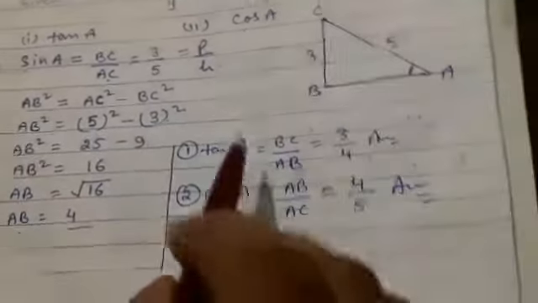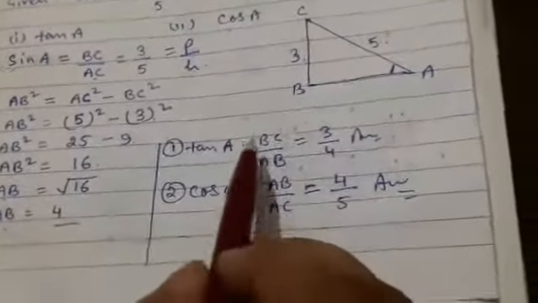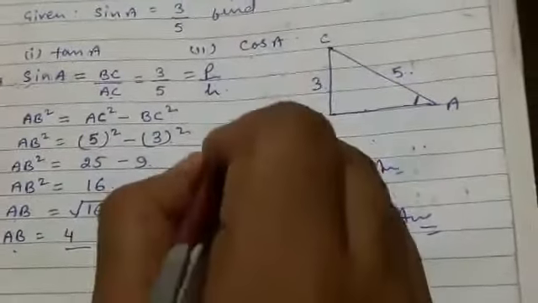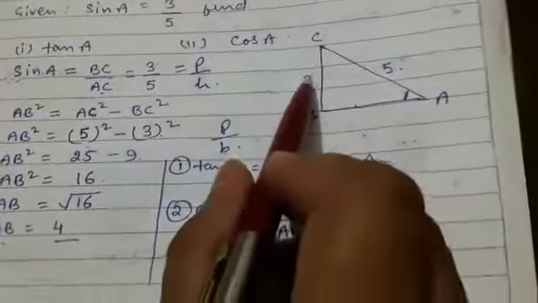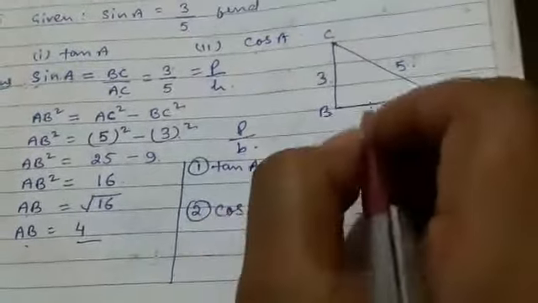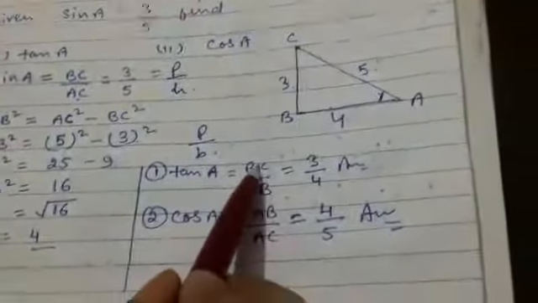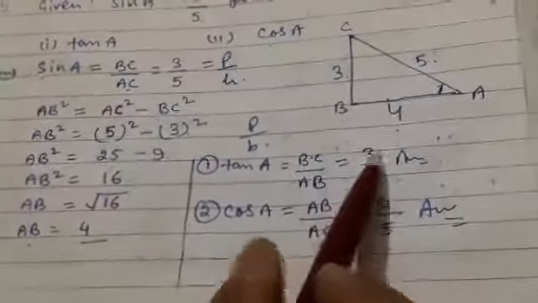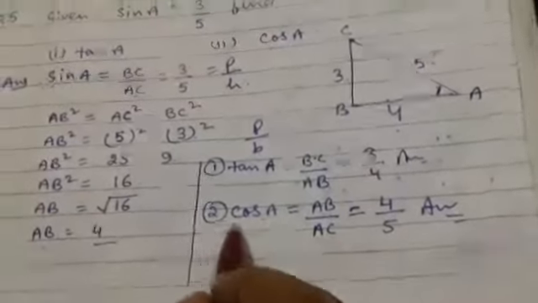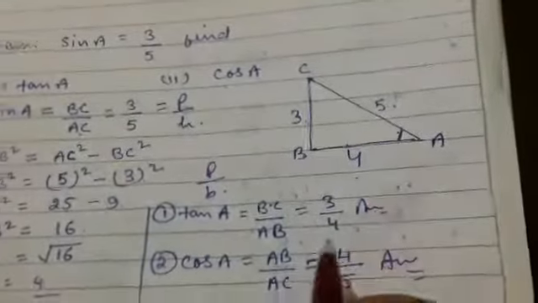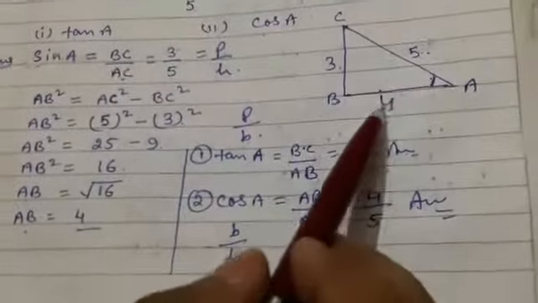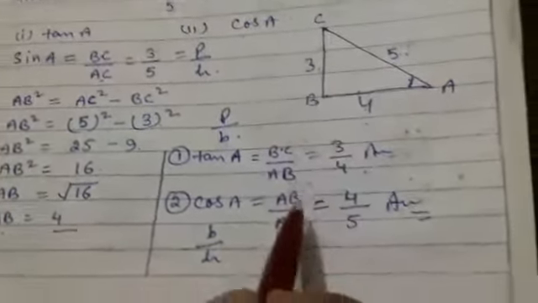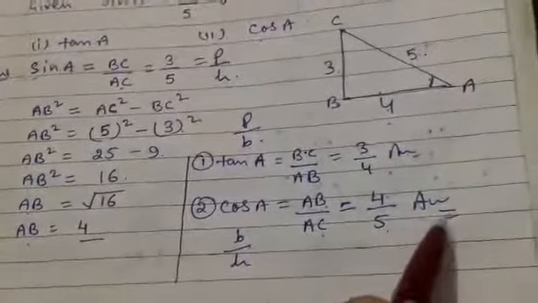Now let us see. The first question is tan A. As we know, tan is equal to P by B. So tan A, according to this angle, this will be P and this will be B. And we got this value as 4. So BC upon AB. So its value is 3 by 4. This will be our answer. And second part, cos A. Cos A means according to this angle, as we know, cos A is equal to B by H. So what is base? Base is AB. So AB by AC, which is equal to 4 by 5. This will be our answer.